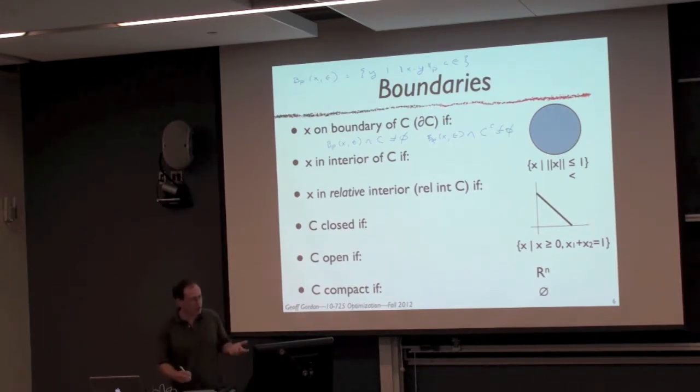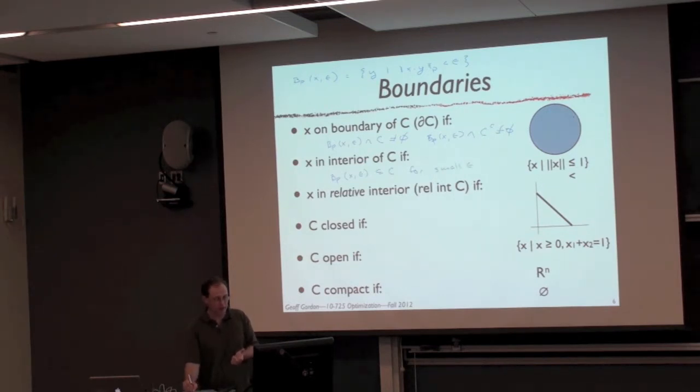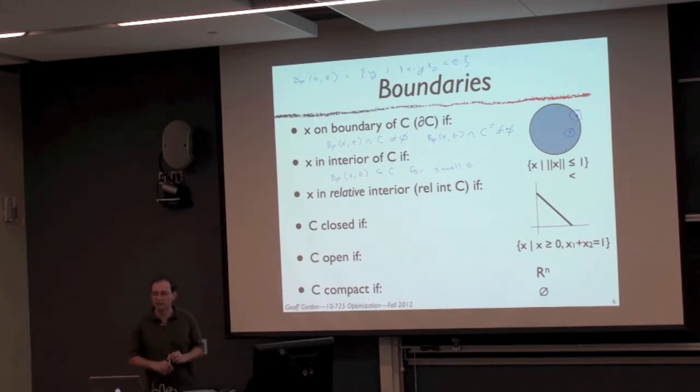X is in the interior of C if the opposite holds: B_p(x, epsilon) is contained in C for small enough epsilon, right? So here I have a nice convex set. This is the 2 norm ball, right? I'll take a point which is on what we think of as the boundary, and I'll draw a norm ball around it. And that's part way in, part way out, whereas if I'm here, I can draw a norm ball that's entirely inside, right?